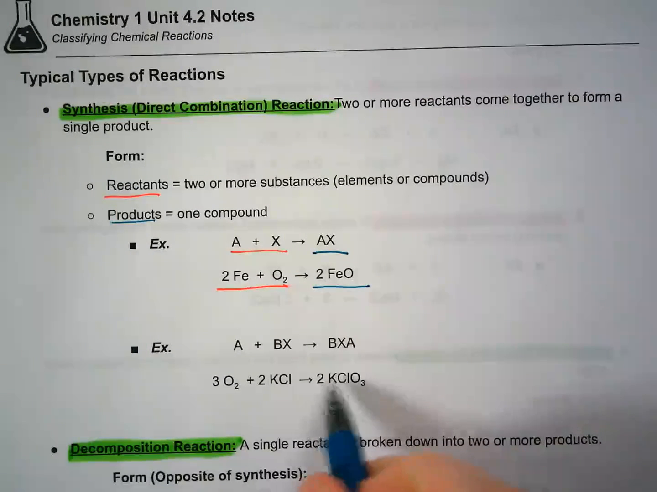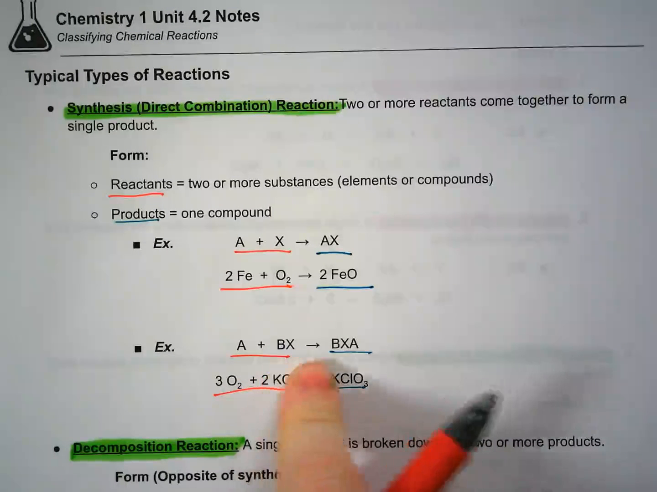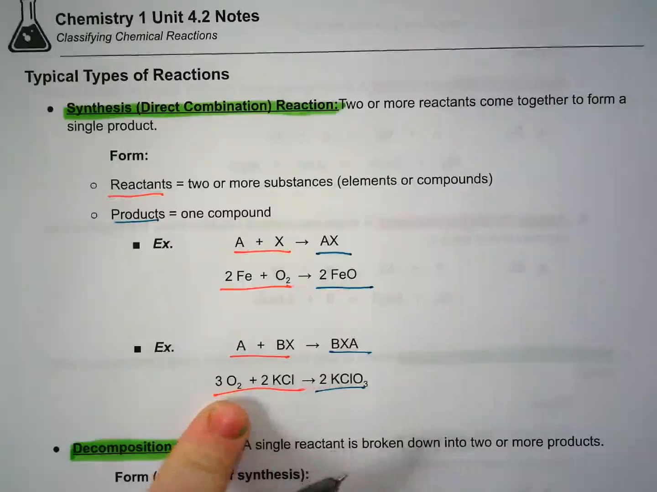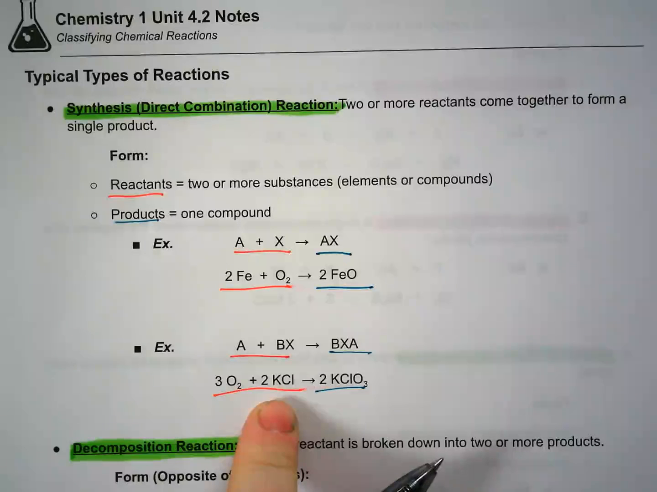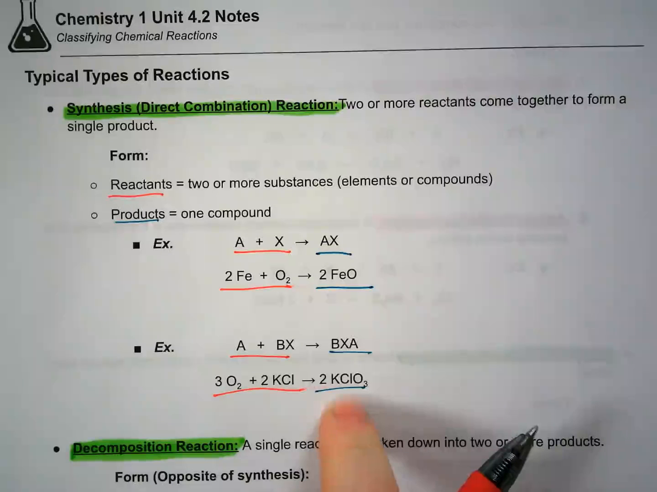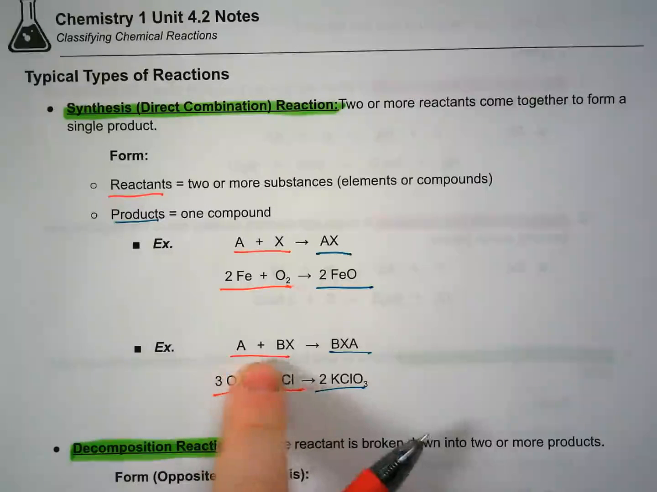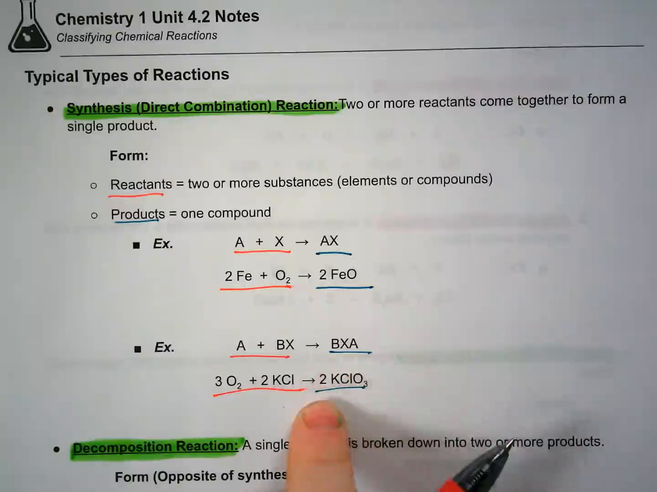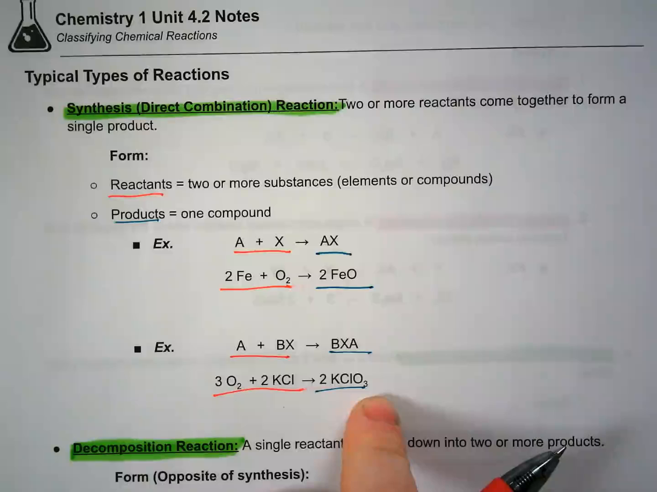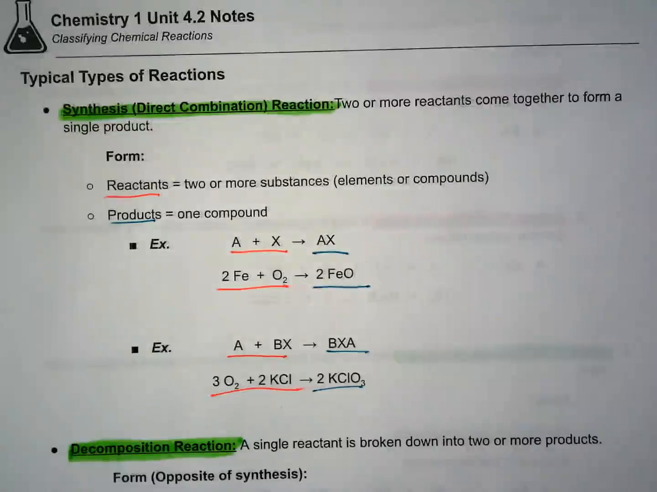The same thing applies down here. It's just bigger. It would be like A plus BX yields BXA, or 3 molecules of oxygen gas combined with 2 formula units of potassium chloride to yield 2 formula units of potassium chlorate. Again, you're starting with two things, A plus BX, yielding BXA. Basically, everything is combined into one product. So if you see one product, it's a synthesis direct combination reaction.